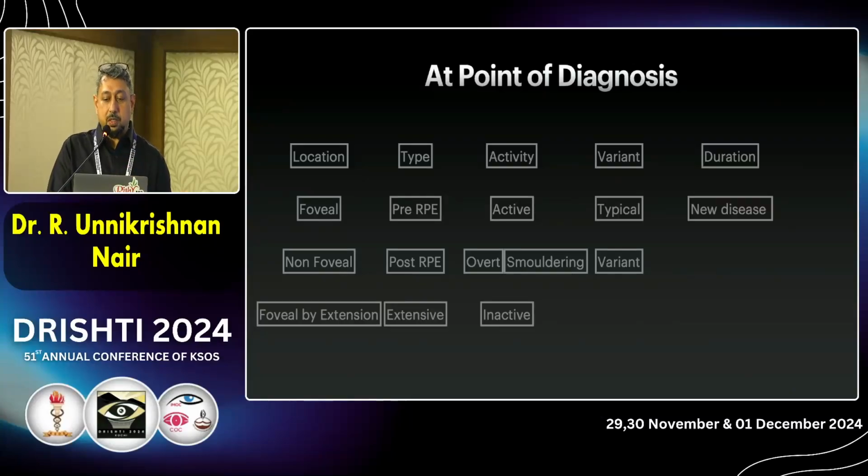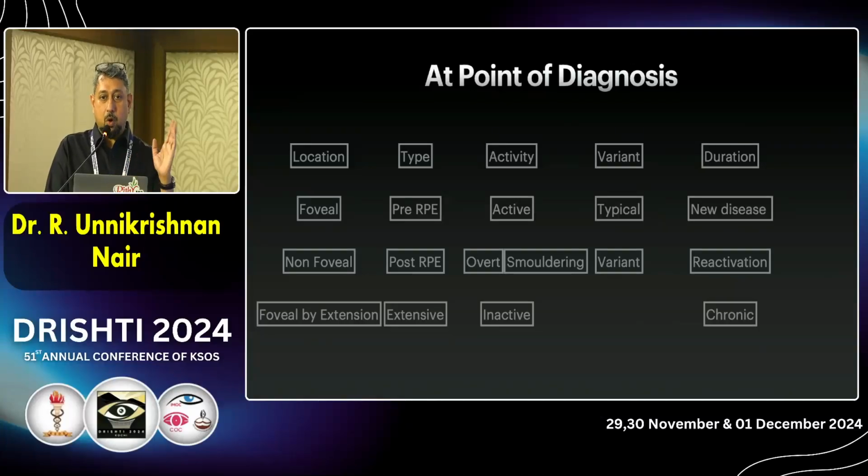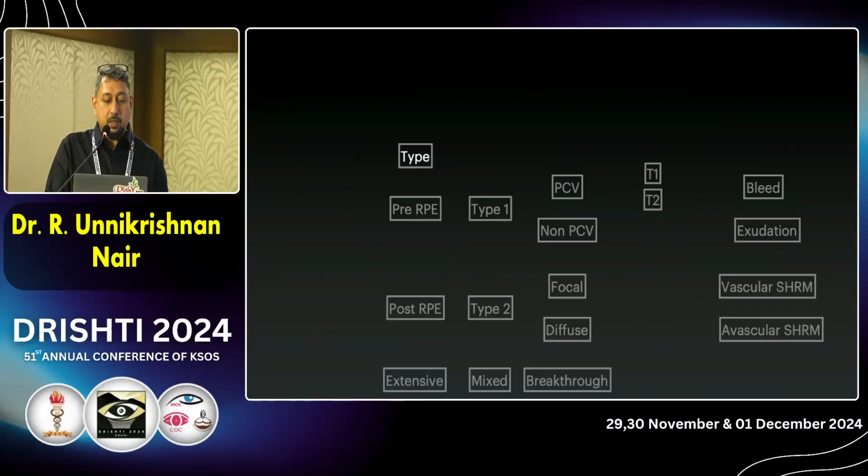And what is the duration? Is it a new disease? Is it a reactivation? Or is it a chronic disease? So all this, at the time of diagnosis, will affect how the disease is going to go in the future. So let's look at the type. You have the RPE disease, pre-RPE, post-RPE.